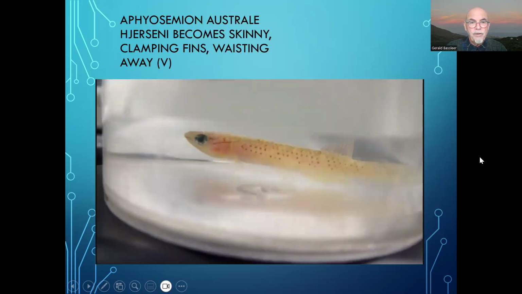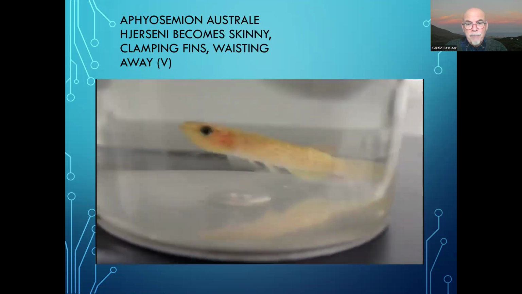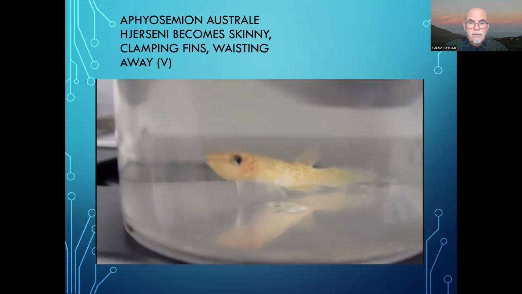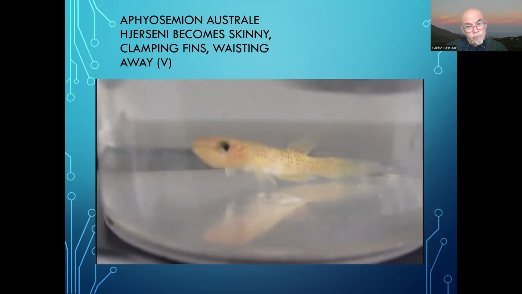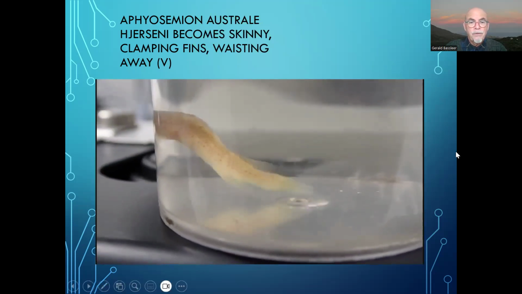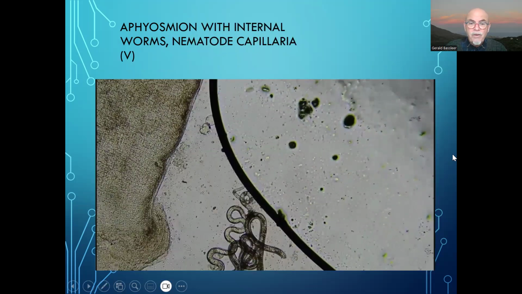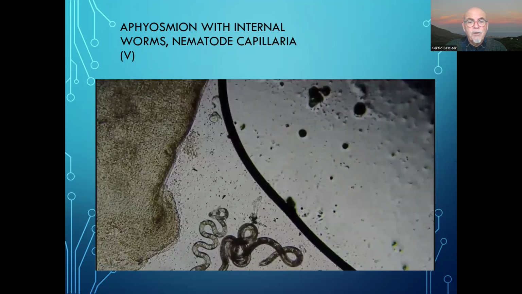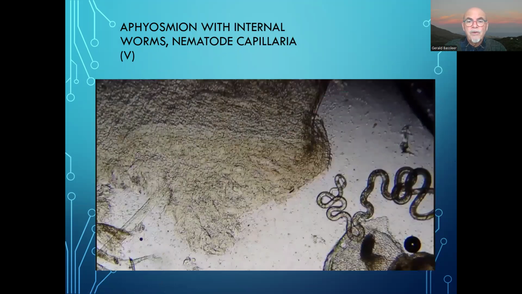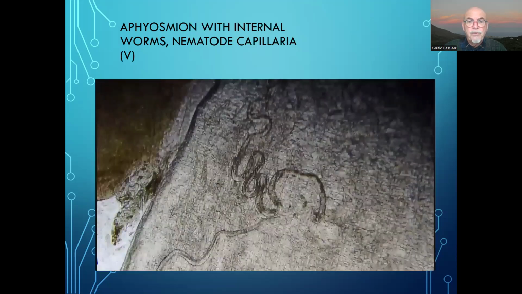Here, with this Aphyosemion australe, you can see that the fish is clamping the fins, the tail is wasting away, it becomes skinny, and we noticed that there were some losses recorded. So those are the only signs we could see. But when we checked the fish and examined the organs, we found Capillaria worms, nematodes, which came out of the intestine by squeezing the sample I collected.